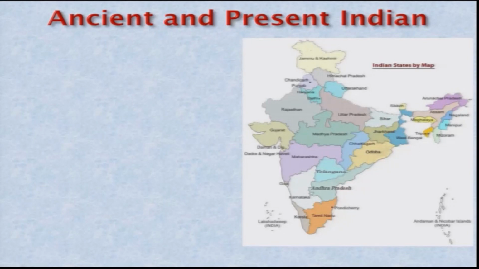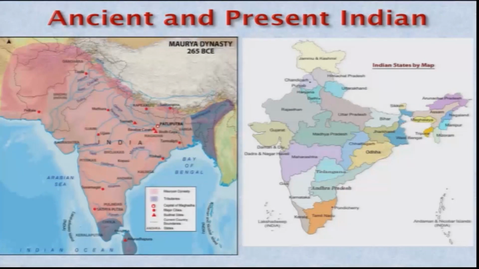I need not go through all the states, but as I told earlier, I have taken the Mauryan dynasty, which was around 265 BC. It had territory of not only the larger portion of India, except the southern portion and the eastern northeastern portion, but it also included Pakistan and some portion of Afghanistan somewhere, right. So, it had a very large territory.